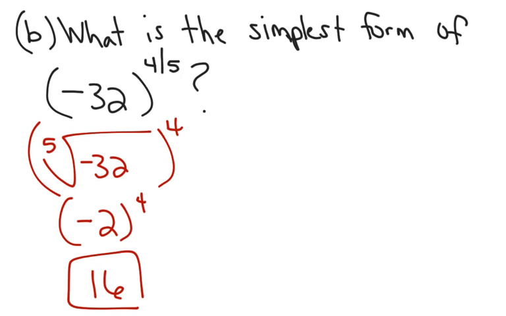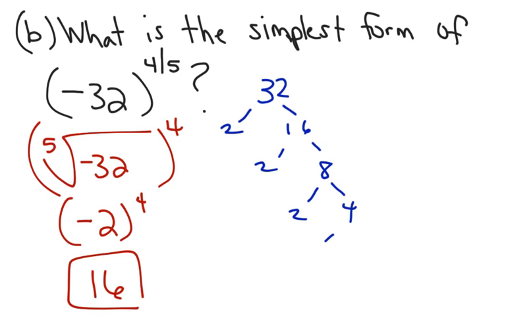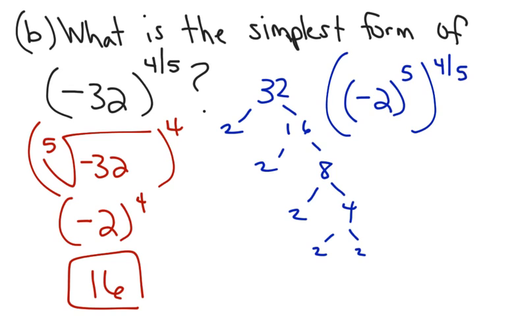Let's look at this from a different point of view. Instead, I'm going to rewrite negative 32 as a prime base raised to a power. Well, it turns out that 32 is 2 to the fifth power. What we find out is 32 is 5 2's. But in order to get negative 32, you must have raised a negative 2 to the fifth power. And then we're going to raise that to the 4/5 power.